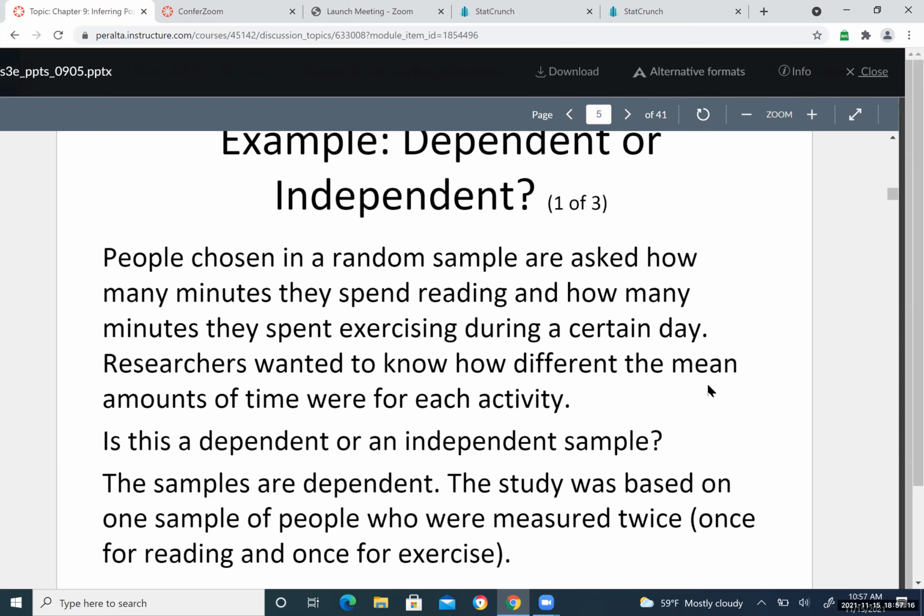So when we're reading about this, the samples are dependent or paired. The study was based on one sample of people who were measured twice, reading and exercise.